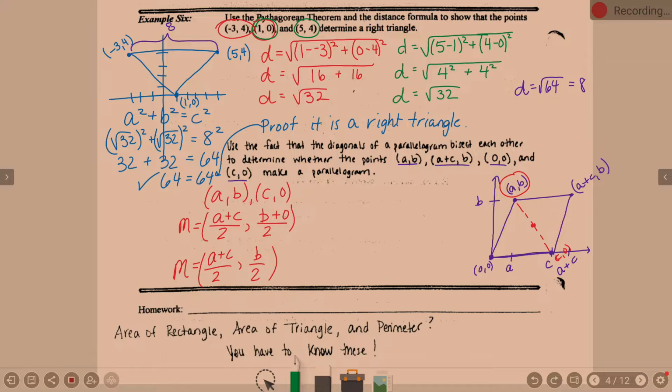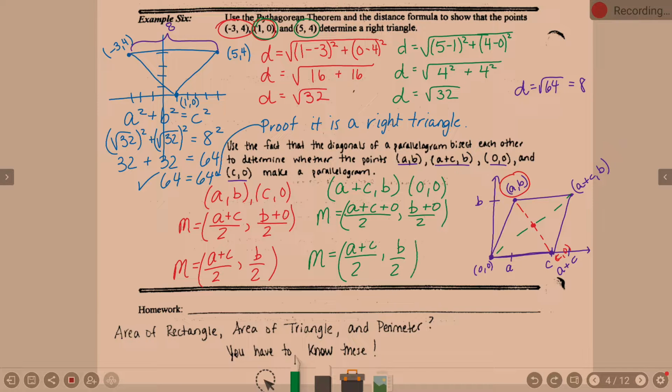And then let me find a different color. We want to do the same thing with the other diagonal. Are you seeing where we're going here? And maybe some of you got this figured out in homework, so it's not a big deal, but we're going to use A plus C comma B and 0, 0. And we're going to find the midpoint of these 2 points. So add your X's: A plus C plus 0 divided by 2. Add your Y's: B plus 0 divided by 2. Well, clean it up. What little cleanup there is, right? A plus C plus 0, we're just going to have A plus C divided by 2. B plus 0, we're going to have B divided by 2.